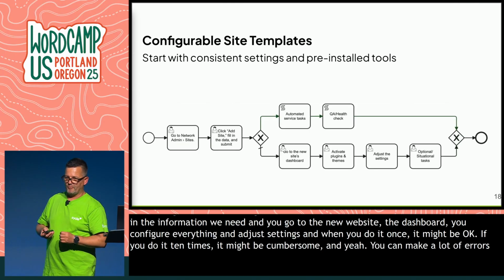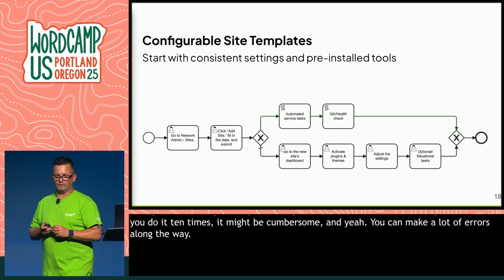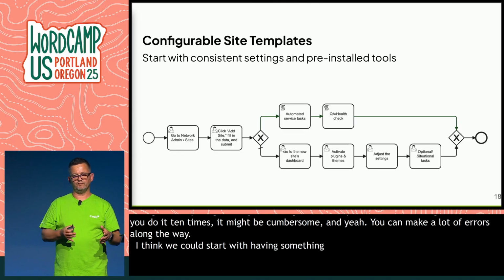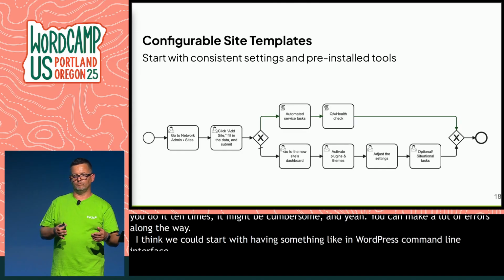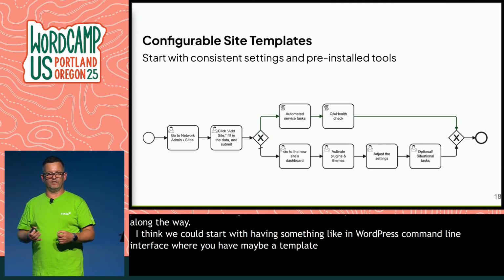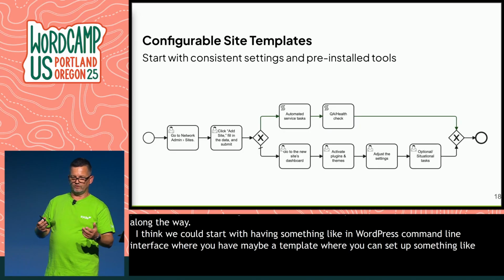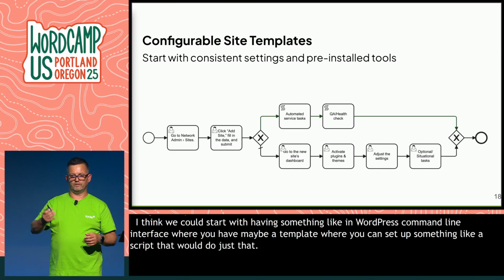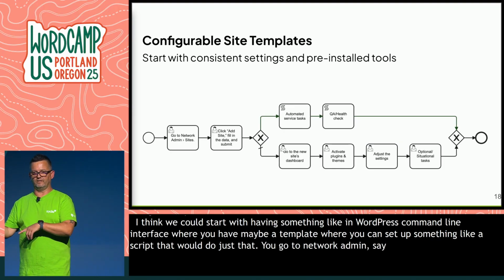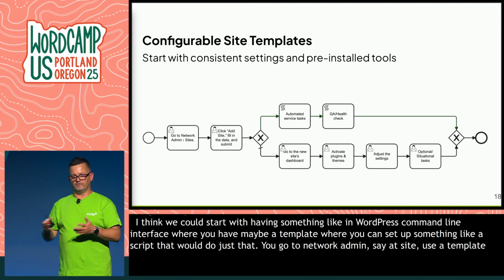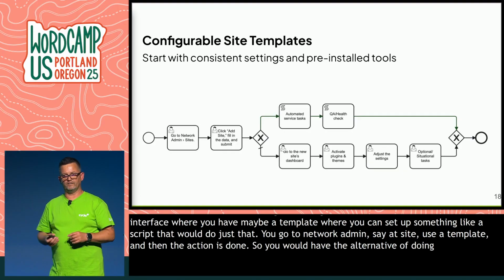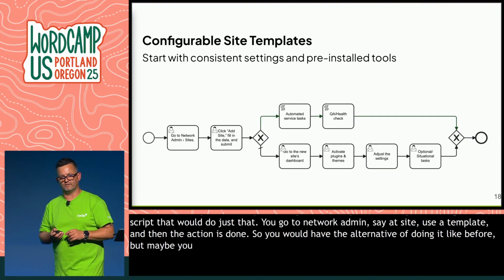I think we could start with having something like in the WordPress command line interface, where you have maybe a template, or where you can set up something like a script that would do just that. You go to the network admin, say add site, use a template, and then the action is done. So you would have the alternative of doing it like before, but maybe we can add a template for that.